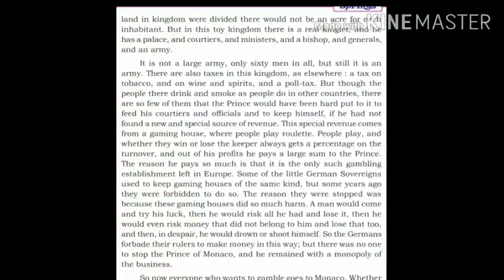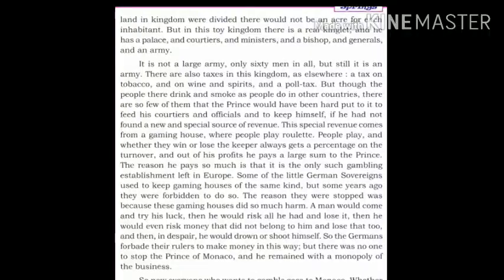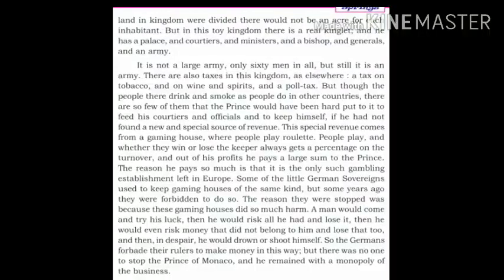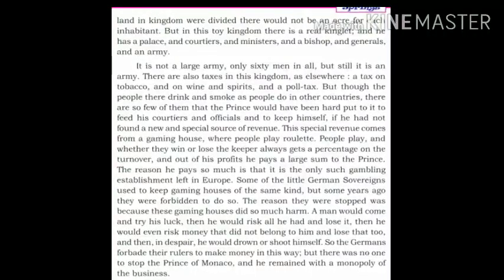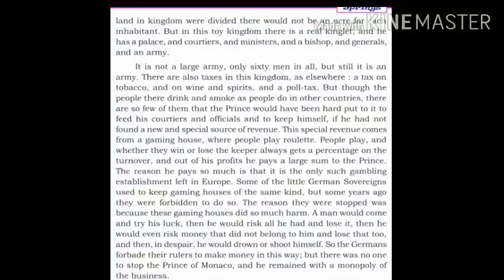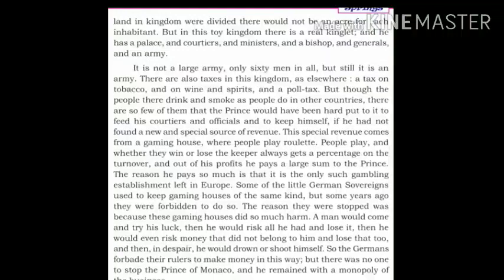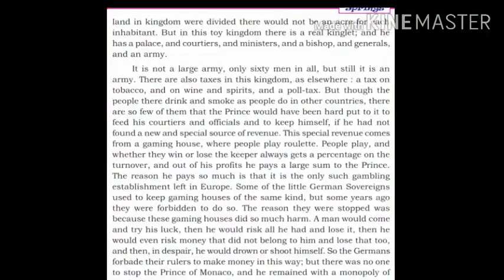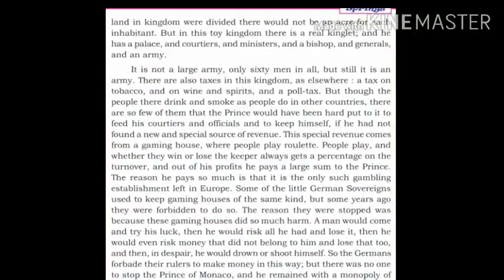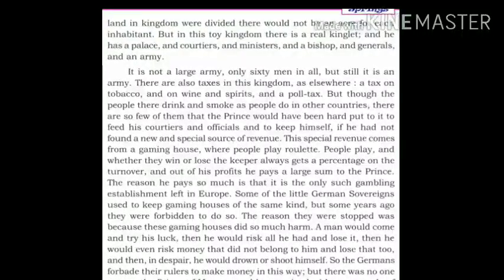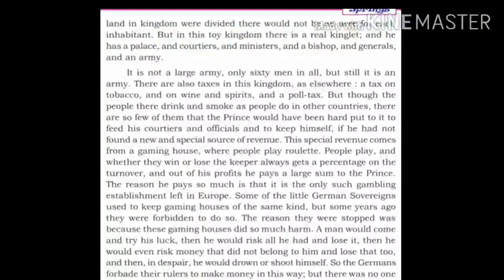Next, but still it is an army. There are also taxes in this kingdom. See, it's a very small kingdom. There are not many people or inhabitants in this kingdom. Only 7,000 people are staying there, and only 60 men are in his army. He has his palace, courtiers, ministers. He has his own expenditures. So to maintain that, he wants sources of income. So that's why he collected the taxes.